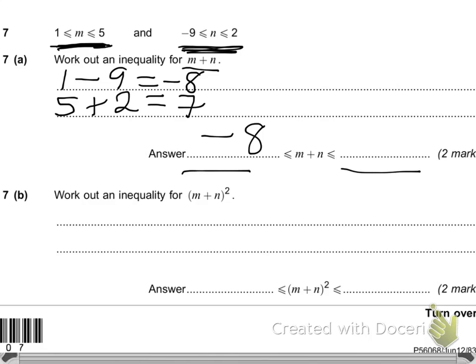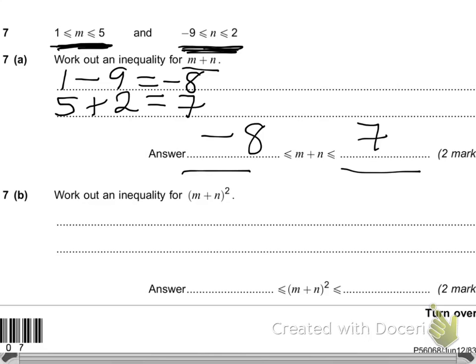And then have a look at these numbers on the left hand side again and the right hand side. Can you add two numbers together from that range of numbers to get a bigger number than 7? And 5 add 2 is the biggest number that you can get from that. So the answer is a range from minus 8 to 7.